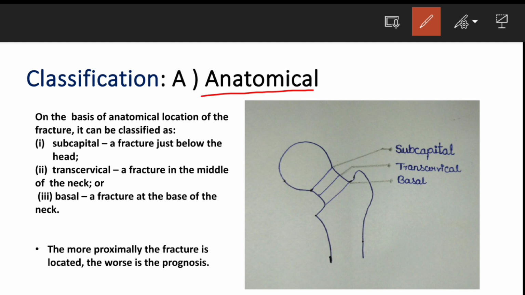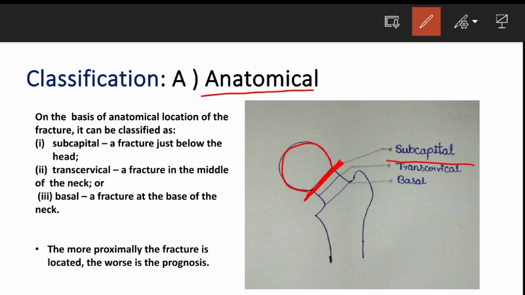What is subcapital? Subcapital means the fracture which is just below the head. So this is a head which is present, and the fracture which is just below the head is considered as subcapital. So transcervical is the next one.